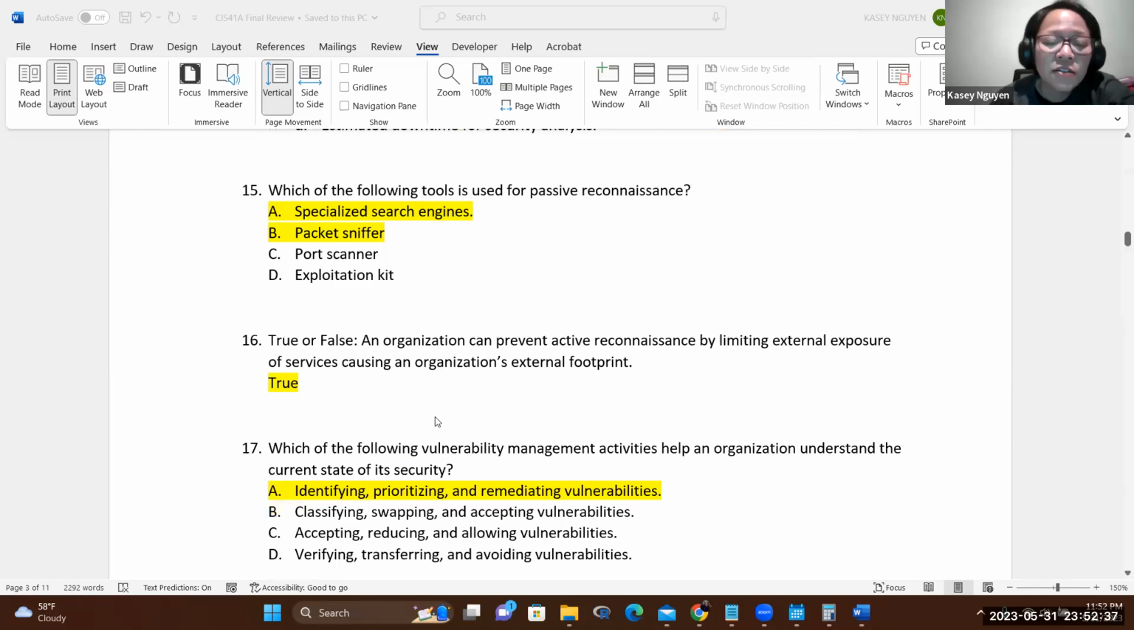For 16, true or false? An organization can prevent active reconnaissance by limiting external exposure and services, causing the organization's external footprint to shrink, and that's true. We want to prevent active reconnaissance by looking at the services that are being used. So when they're using port scanning, we should be able to detect that. And a lot of it can come from your monitoring.